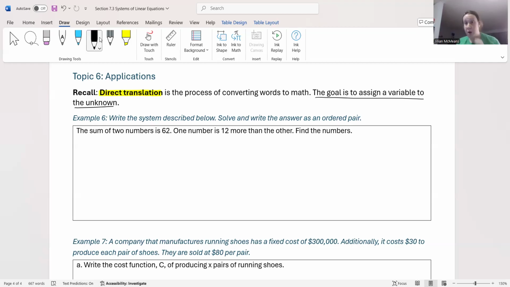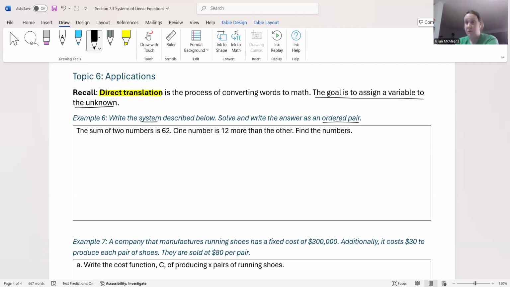Okay, so we know we're going to be solving a system because it says write the system described below. We're going to solve it and we're going to write our answer as an ordered pair. Big hints that you're dealing with a system of equations, meaning we're going to need two equations, two variables. All right, so first we have the sum of two numbers is 62. Okay, next we have one number is 12 more than the other. Find the two numbers. Okay.